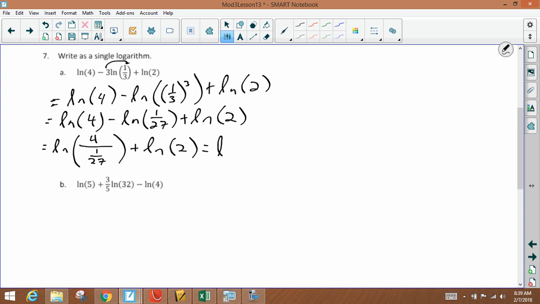So this is going to become a natural log of 4 times 27, right? Because if I have 4 over 1 divided by 1 over 27, I flip and multiply. It becomes 4 over 1 times 27 over 1. And 27 times 4 is 80 plus 28, or 108.